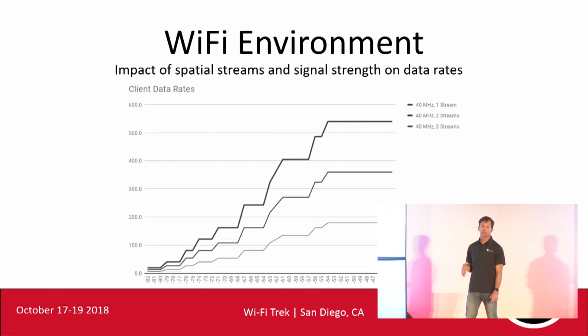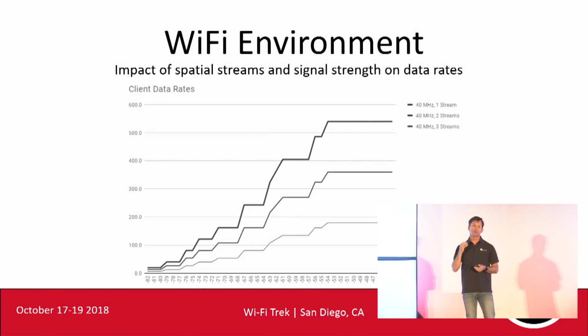And this chart kind of shows how some of these different things interact together. It's kind of small, sorry. This is showing spatial streams, data rates, and signal strength. So on the y-axis, we have data rates. And on the x-axis, we go from really crappy signal strength to really great signal strength. And this shows 3 spatial streams, with 3 being the top, and then 2, and then 1. And so you can see, as your signal strength increases, your data rate will increase. And the more spatial streams you have, the higher your data rate will be for that signal strength.